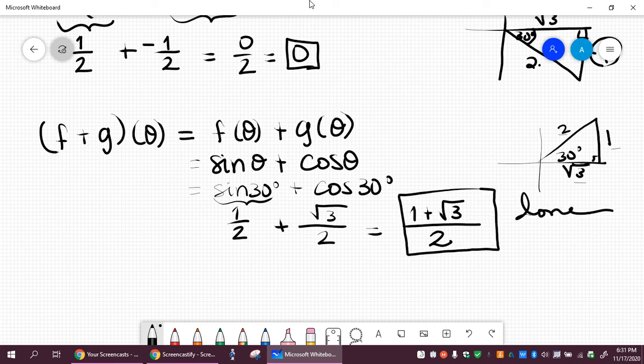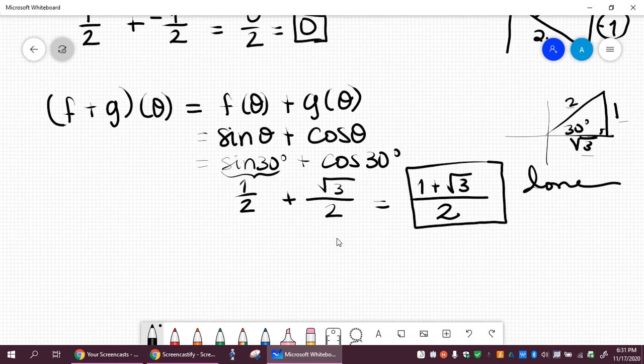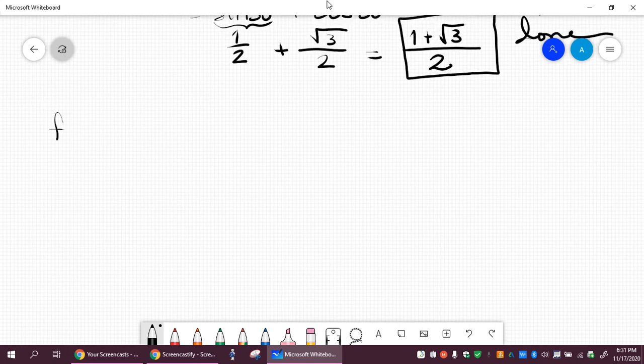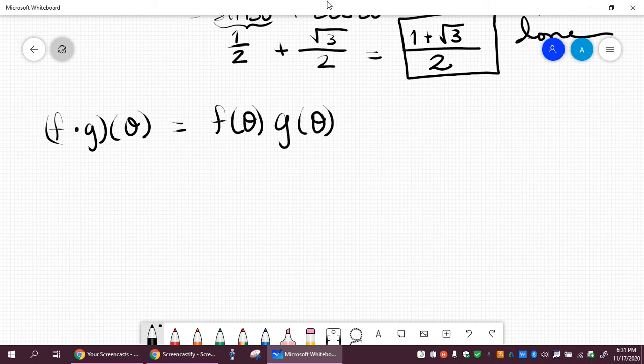And you're done. Okay? And then the last example that I give you, let's see if I have enough room. Oops. I don't think I'm going to have enough room, and I don't think I can add a page. Oh, yes, I do have enough room. Okay. So the last example I'm going to give you is something like this. F times G of theta. Again, we did this at the beginning of the year. That's equivalent to F of theta times G of theta.